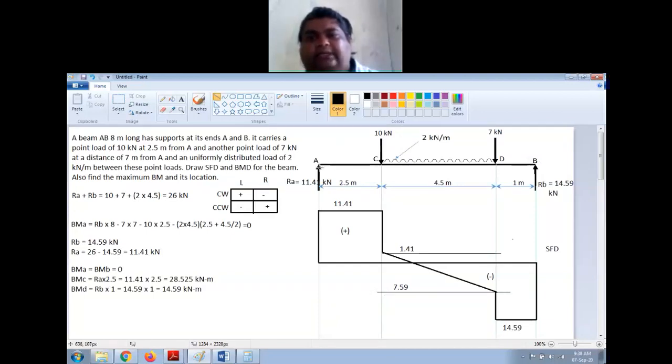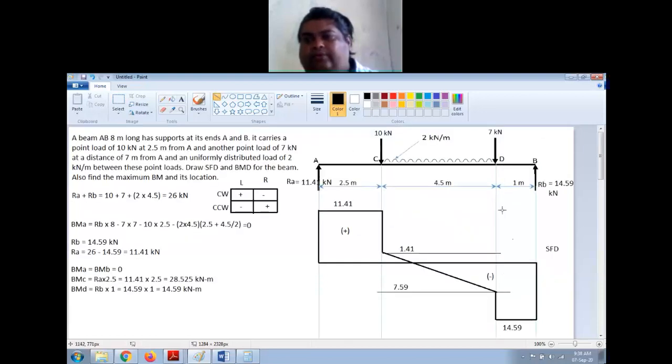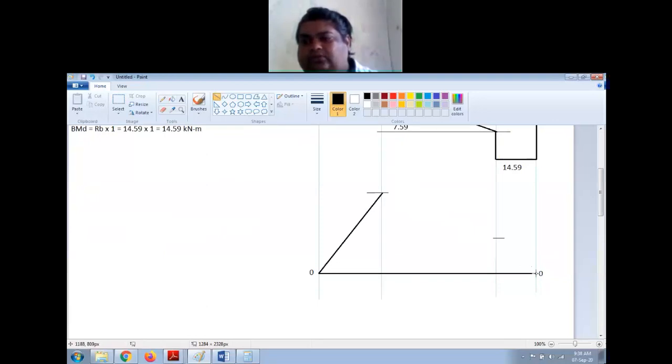Between A and C, there are no forces, correct? So you just join by straight lines. So this is 0 and this is, and between D and B, there are no forces. So I will join by straight line.